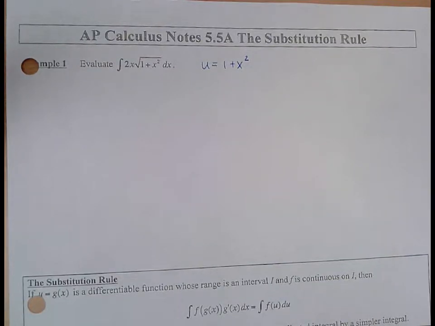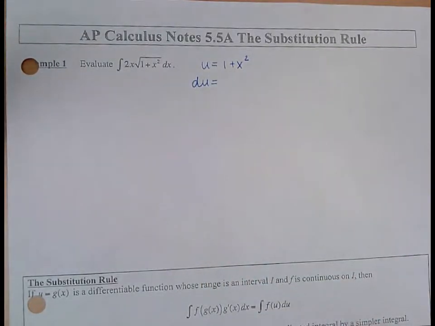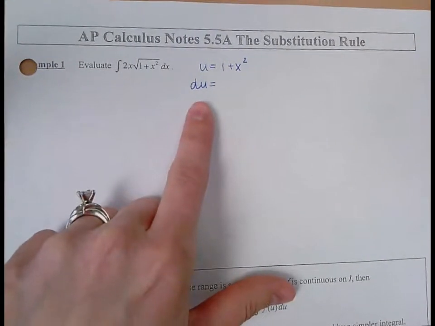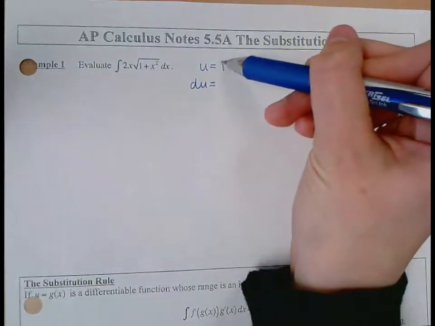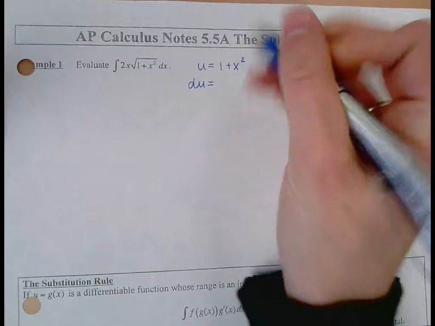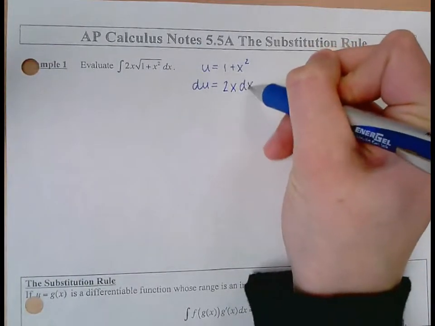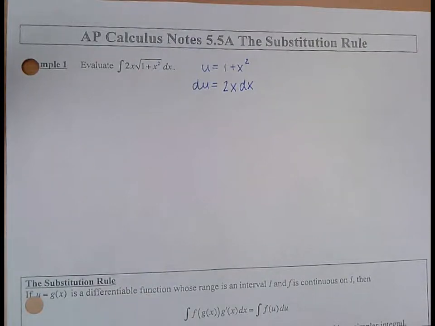And then this is called a differential if I find du, and we don't need differentials for anything else at this point. So I'm going to tell you what du is, but then explain it so you understand why it is what it is. So du is equal to the derivative of u. So if I took the derivative of 1 plus x squared, that would just be 2x. But then it's 2x dx. So I'm going to explain why.